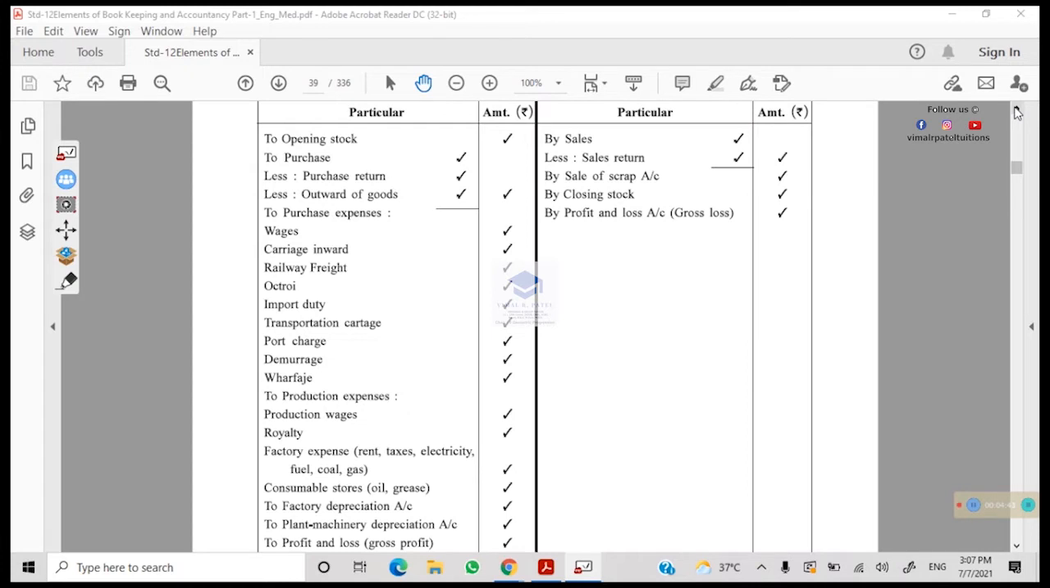Then on the credit side, sales minus sales return, then sale of scrap, closing stock, the goods at the end of the year. Now, to close trading account, we will do the total of both the sides. If credit side is higher, then the difference will appear on debit side, and the difference is known as gross profit, which will be transferred to profit and loss account. And if debit side total is higher, the difference will appear on credit side, which is gross loss. If gross profit is there, it will be transferred to the credit side of profit and loss account.